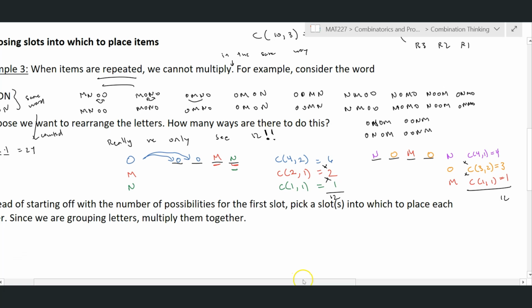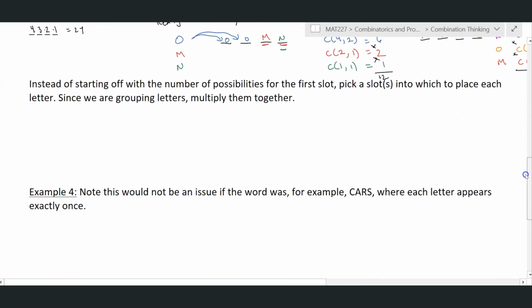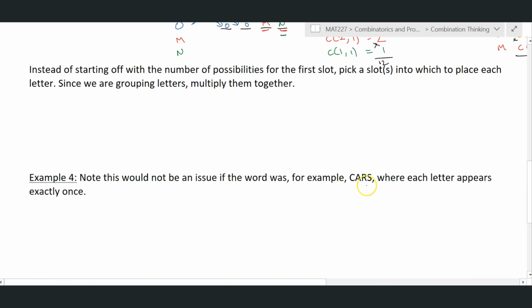Now, this problem wouldn't exist if the letters were all distinct. So look at the word cars. Each letter appears exactly once. And so in this case, you could approach it the same way as above. You would say, I have 4 slots.